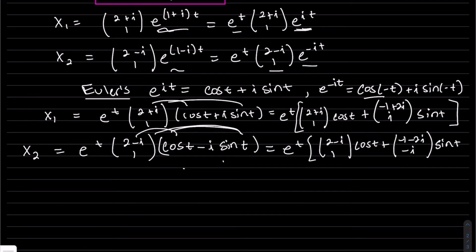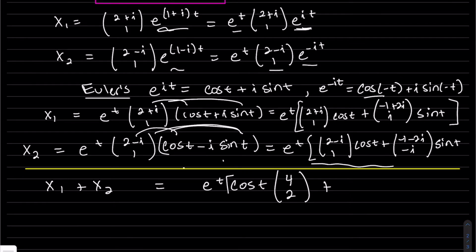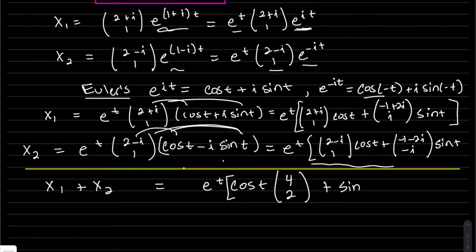So now what we're going to do, I'm going to add the two lines, x1 plus x2. Of course, I'm going to add down here. It's e to the t, cosine of t, and then I just add term by term. 2 plus i, 2 minus i, the i's cancel. 1 plus 1 is 2. Plus, I can factor the e to the t out. Sine of t.